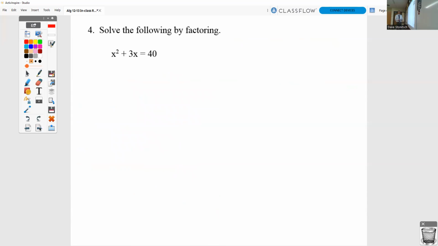In question number 4, it says specifically solve by factoring. Solving by factoring is when you do reverse FOIL, draw your line down the middle, set both sides equal to 0, and solve. So the first thing that I need is it set equal to 0, not 40. So I need to do minus 40 and minus 40. So I have x squared plus 3x minus 40 equals 0.